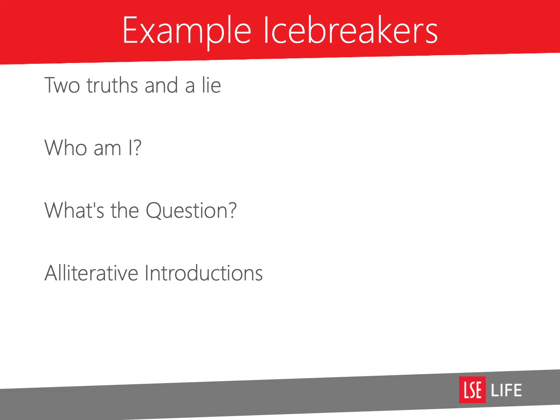Here are some simple examples to get you going. 2 truths and a lie. You must guess which fact is the lie. Who am I? Put a piece of paper on your forehead and individuals must guess who you are. What's the question? The facilitator writes some facts on the board. Example: purple, 16 months, Kenya. The others must guess what the question to these answers is. Alliterative introductions. Introduce yourself to the group with an alliterative sentence based upon the first letter of your name.